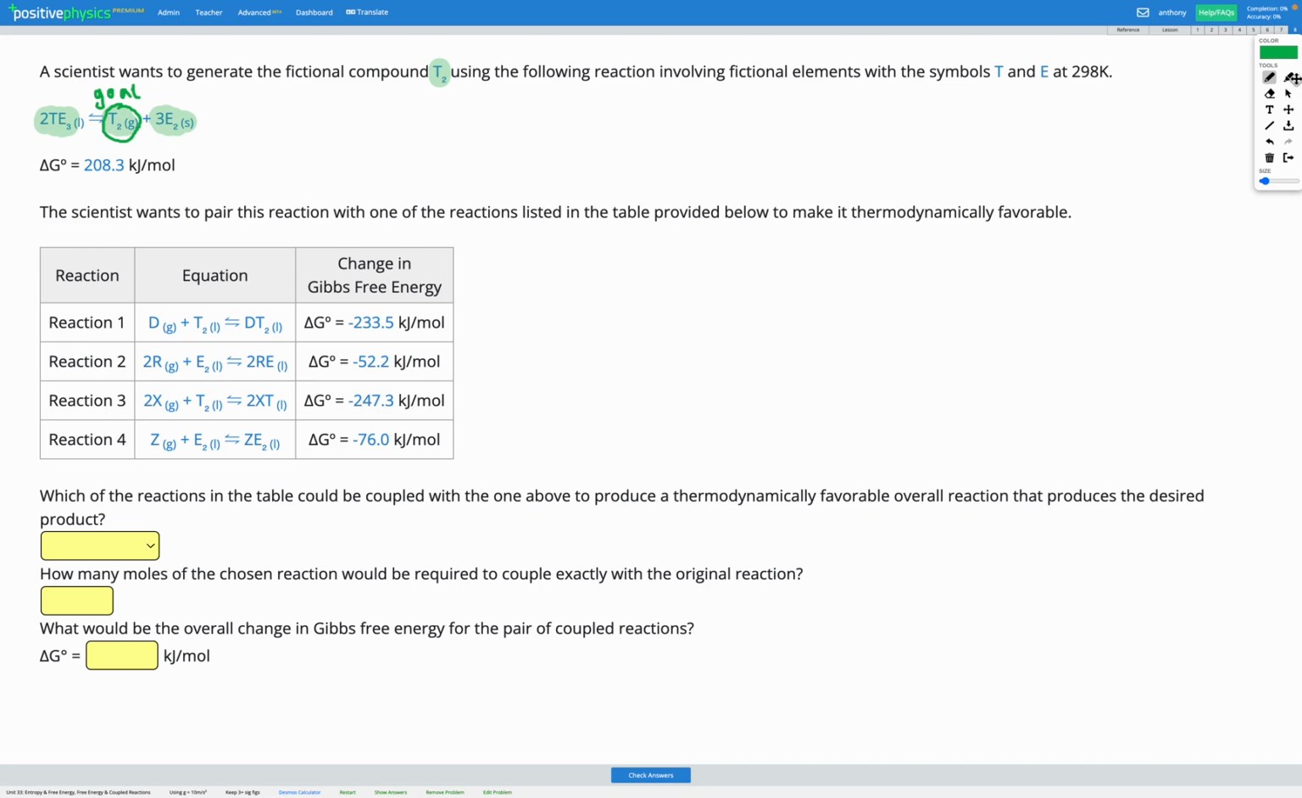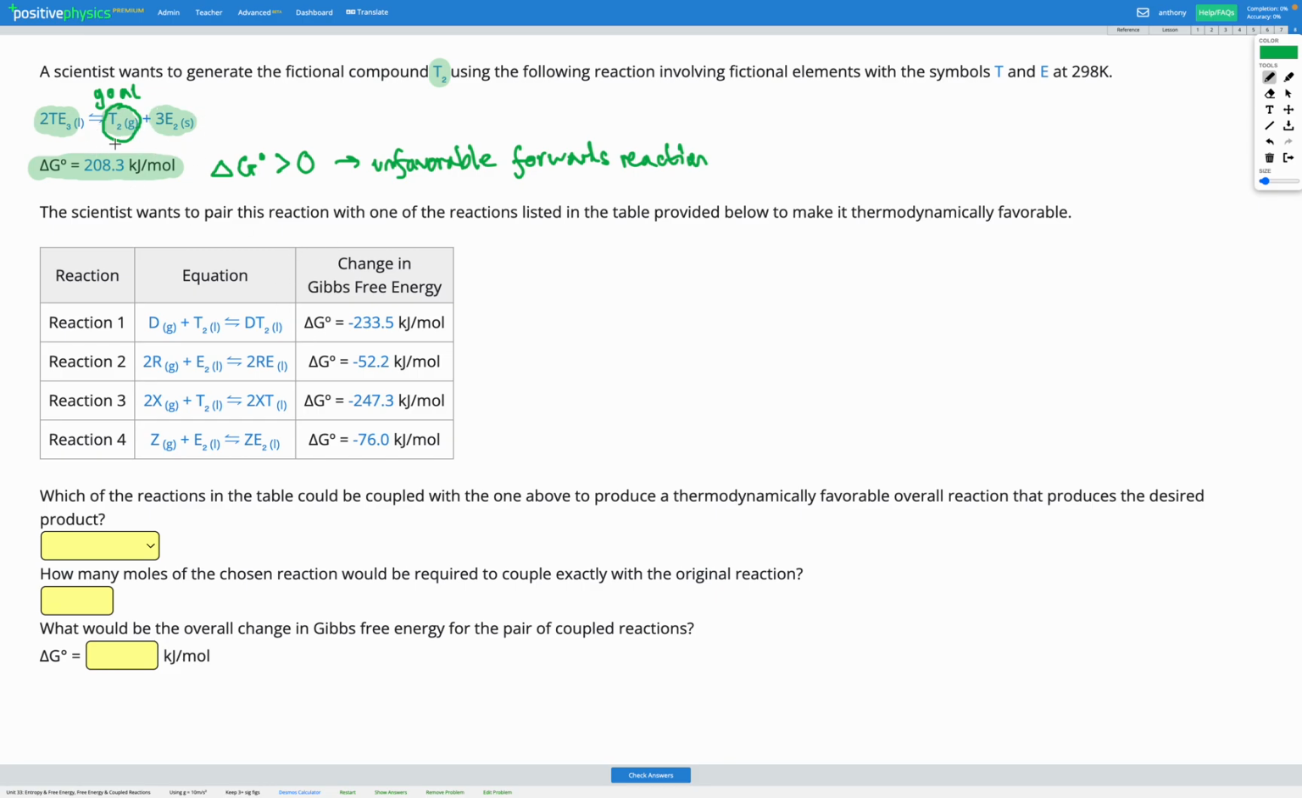Now, looking at our Gibbs free energy here, for this reaction, the change in Gibbs free energy is positive 208.3 kilojoules per mole. In other words, our delta G naught is greater than 0, meaning that we have an unfavorable forwards reaction. So we want to produce T2, which is one of our products. So we need to make the forwards reaction favorable.